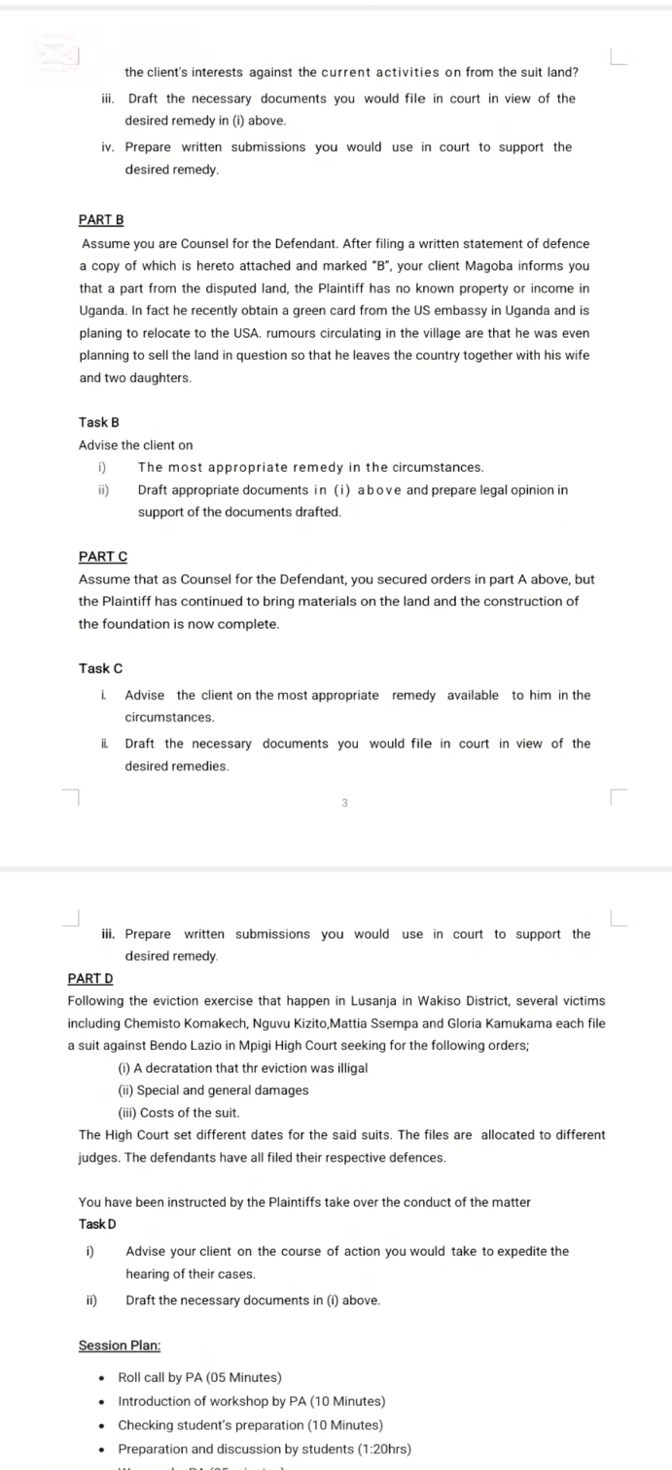So part B, assume you act for the defendant after filing a written statement of defense, a copy of which is here attached and marked B. Your client Magoba informs you that apart from the disputed land, the plaintiff has no known property or income in Uganda. In fact, they recently obtained a green card from the U.S. Embassy in Uganda and are preparing to relocate to the USA. Advise your client on the most appropriate remedy in the circumstances.